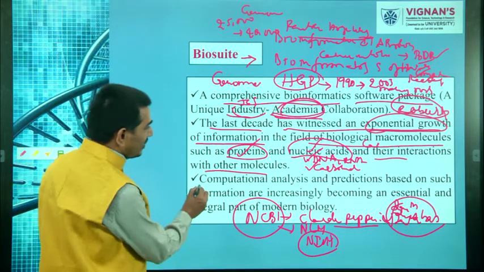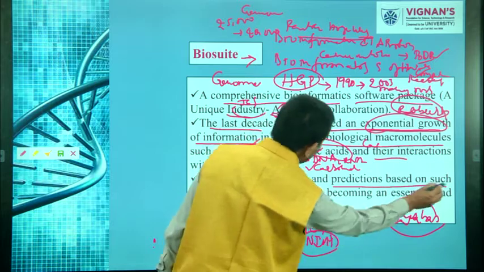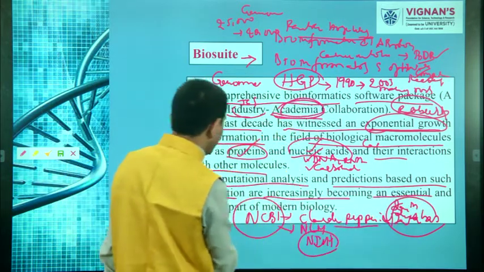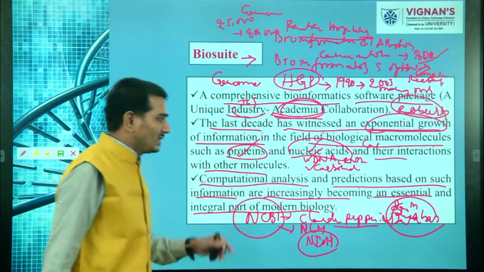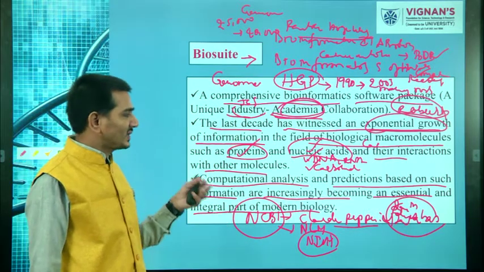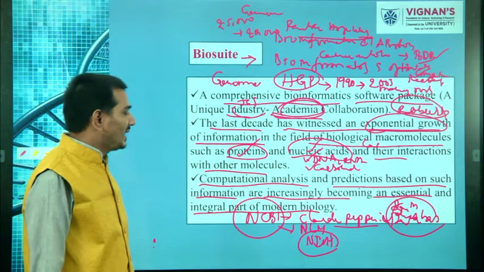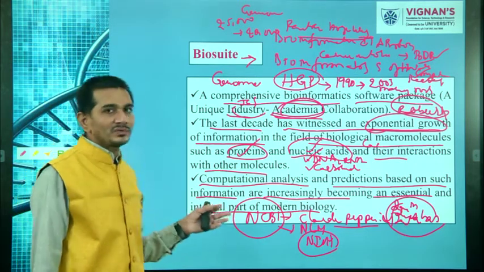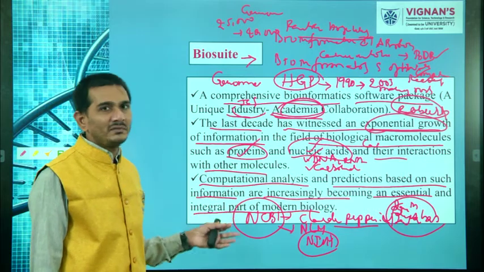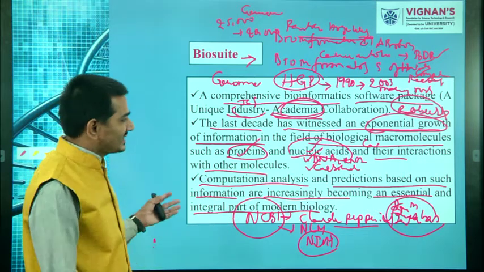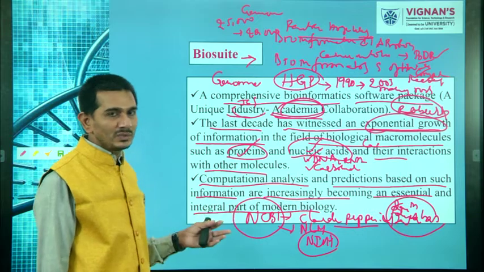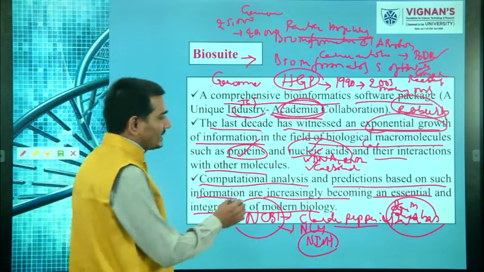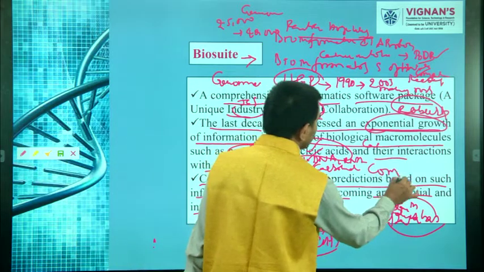Computational analysis and predictions based on such information are increasingly becoming an essential and integral part of modern biology. Once we have the data, we save it in the form of a database, and we are also developing computational tools. Whatever data we have stored in the database, we can easily retrieve as and when it is required. And we have many computational tools, so after retrieving the data from the database, we can apply it to the computational tools, which give us many results.